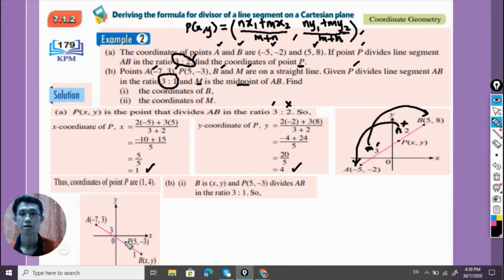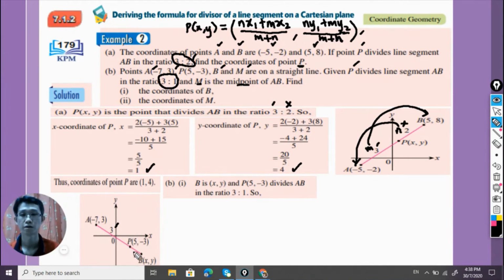Okay, and this point P is dividing the line segment AB in the ratio 3 to 1. So P divides AB. Again, we will check from point A to point B. So we should write 3 here and 1 here, not 3 and 1. Singular, so you have to read from A towards B, because P divides AB, not P divides BA.